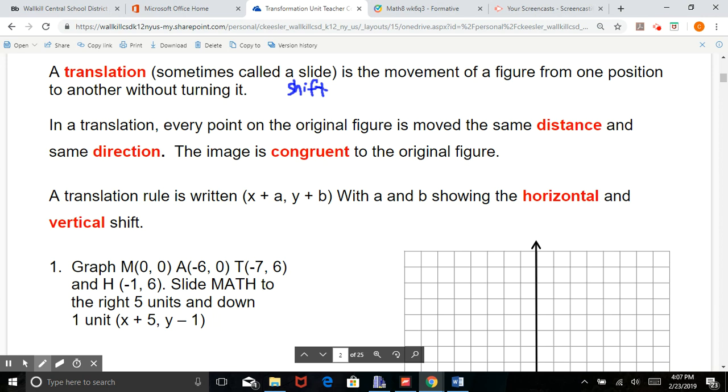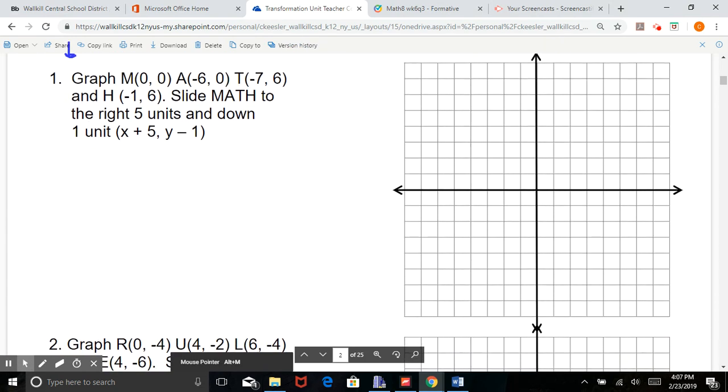A translation rule is written as (x plus a, y plus b), with a and b showing the horizontal and vertical shift. So a is our horizontal left and right shift, and b is our vertical up and down shift. So we're going to start with doing some graphs together. For number 1, we're going to go ahead and graph MATH: M (0, 0).